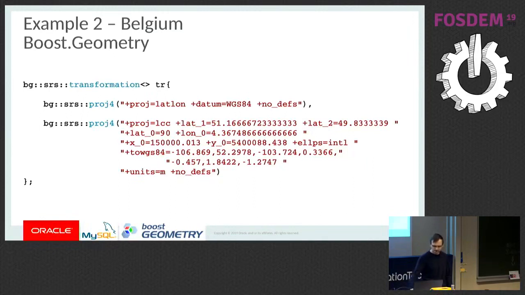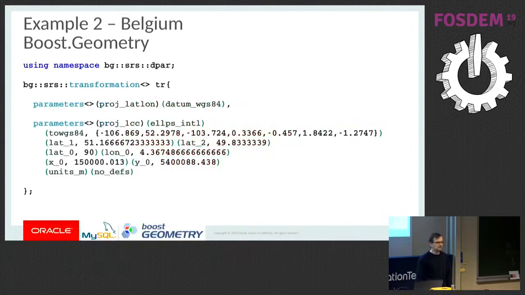But there is a better way, which looks like this. It's very similar. The names of parameters are the same. However, the numbers are expressed directly in the code, which means that they don't have to be parsed. Obviously, this should be faster. Here you can see the towgs84 parameter, which is used in conversion between ellipsoids, and I'm passing a C++11 initializer list as a range, but you can pass any range you like.